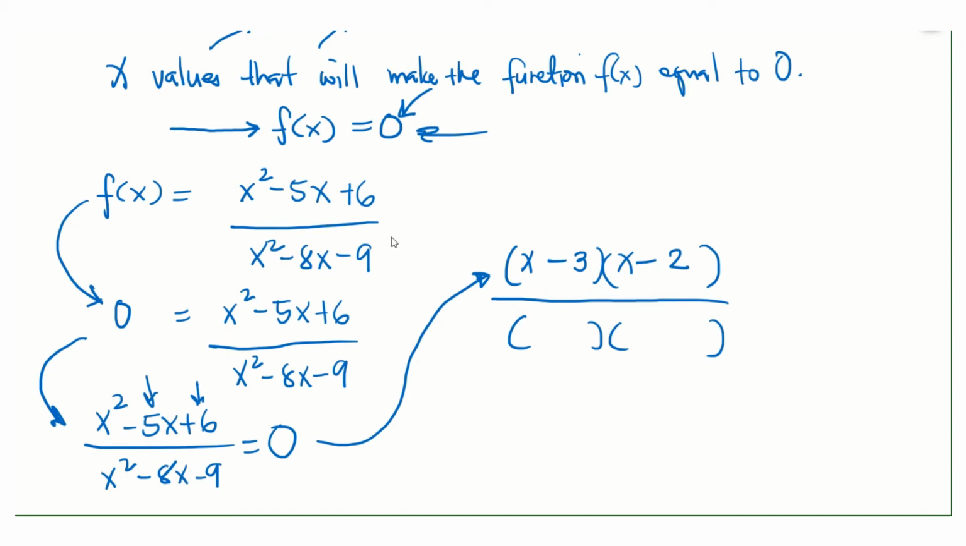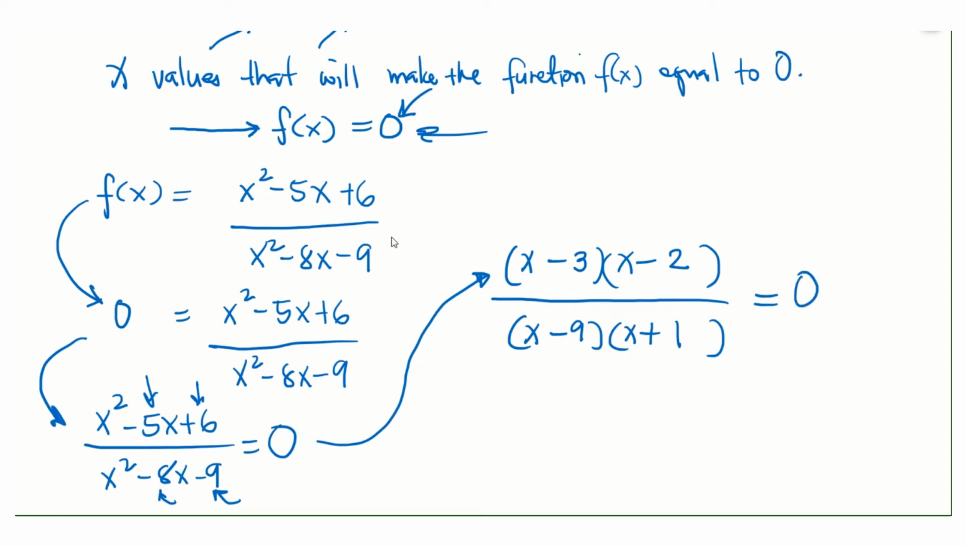In the denominator, x squared minus 8x minus 9. That's an x and x for x squared. I can have 9 and 1, negative 9 and plus 1. Negative 9 times 1 is negative 9. Negative 9 plus 1 is negative 8. So keep in mind, this is still set to 0.